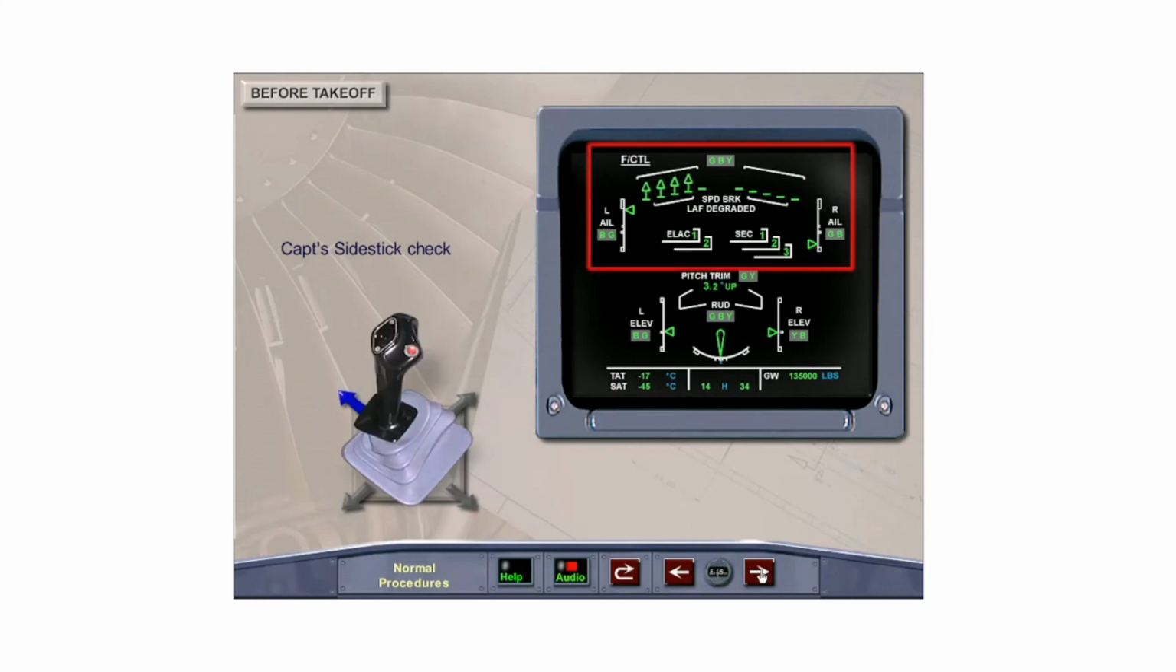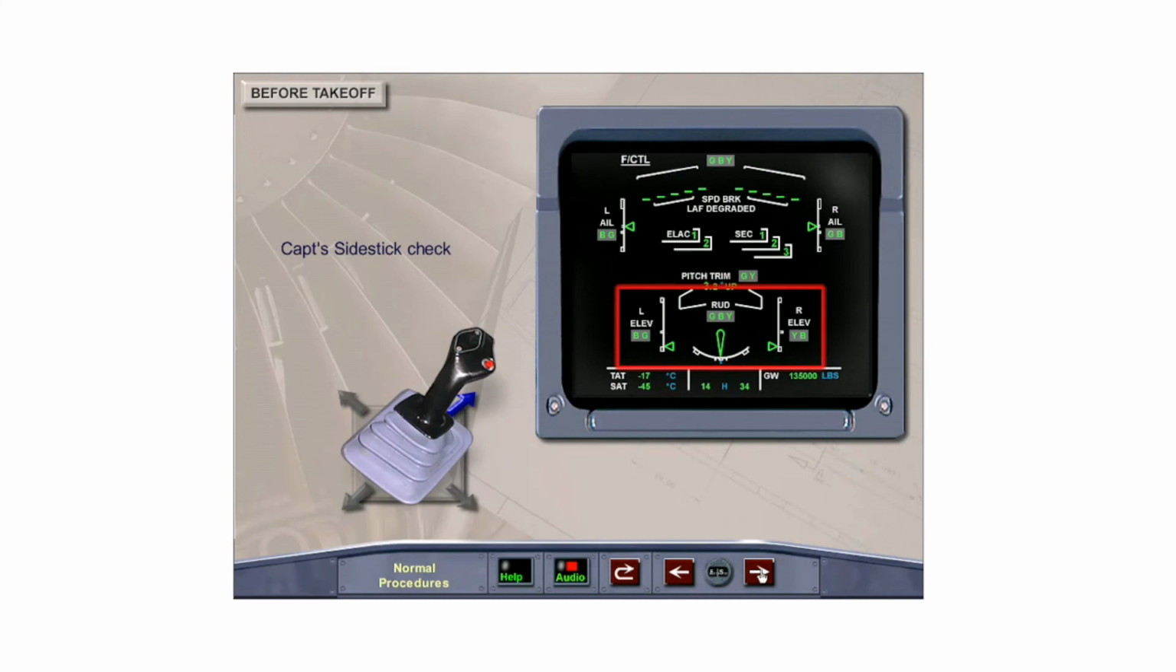The captain also checks for full and free movement of his own side stick by moving it either left or right, and either fore or aft, and confirms the side stick controller against the ECAM flight control page. This is a silent check.